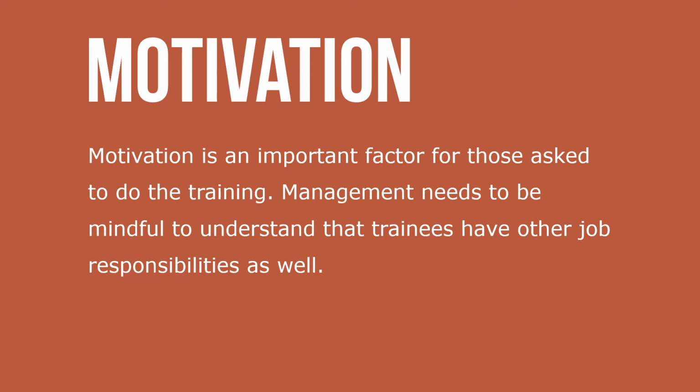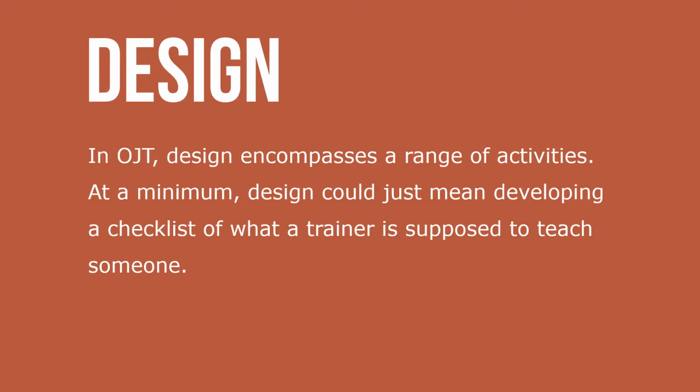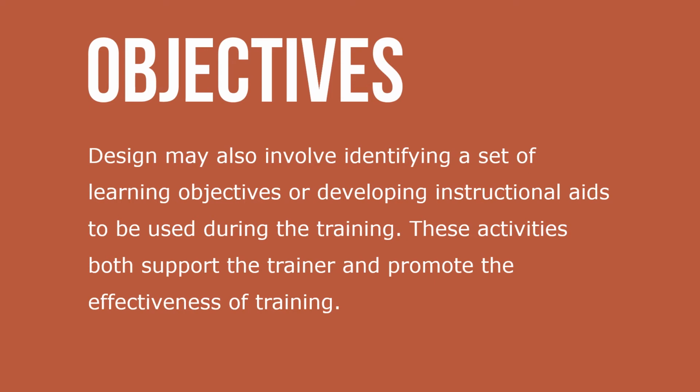Motivation is an important factor for those asked to do the training. Management needs to be mindful to understand that trainers have other job responsibilities as well. In on-the-job training, design encompasses a range of activities. At a minimum, design could just mean developing a checklist of what a trainer is supposed to teach someone. Design may also involve identifying a set of learning objectives or developing instructional aids that could be used during the training itself. These activities both support the trainer and promote the effectiveness of training.